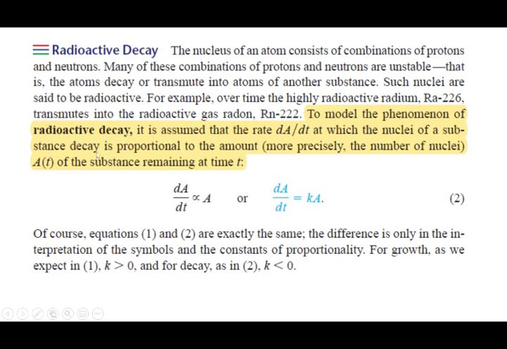To model the phenomenon of radioactive decay, it is assumed that the rate at which the nuclei of a substance decay is proportional to the amount, more precisely the number of nuclei, A(t), of the substance remaining at time t. Okay, so again we have the rate of change is proportional to the amount at any time. So we have the same kind of equation. You see, equations 1 and 2 are exactly the same. The difference is that in one case you have population growth, in the other one you have decay. Here the derivative is going to be negative. In the other, the derivative is positive.